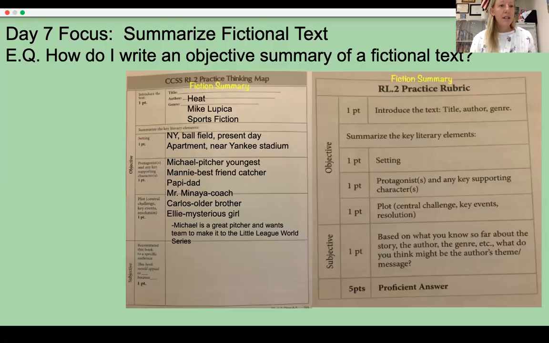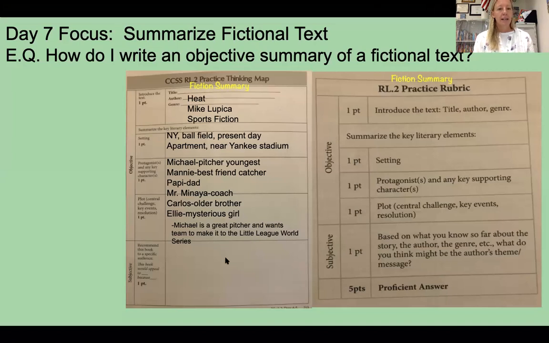All right, guys, we're going to focus today on summarizing fiction text, and you should have your practice thinking map up and ready to type on. And we have a practice rubric as well. So this is how you're going to be scored. There are 5 possible points.